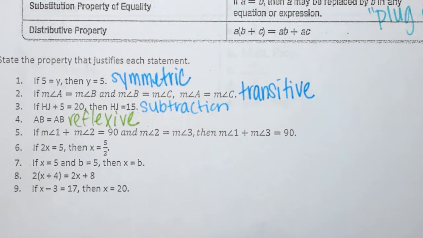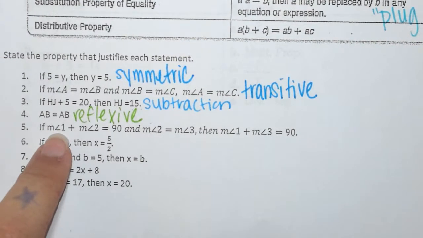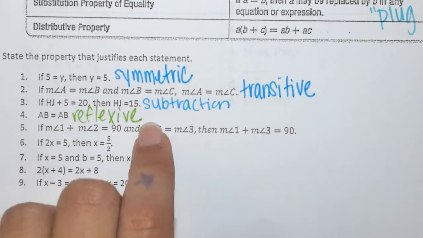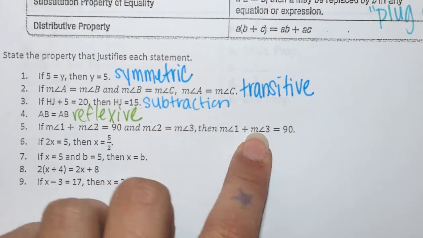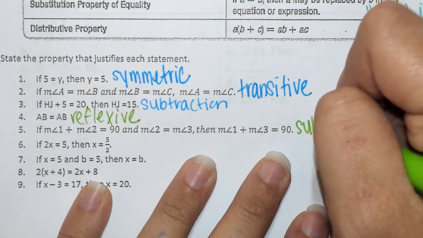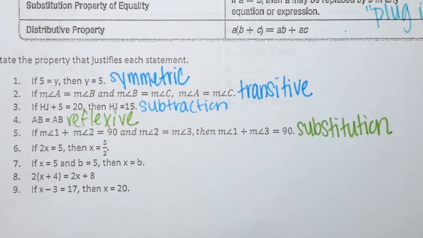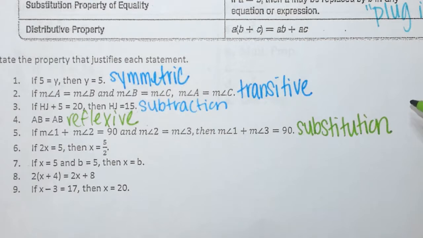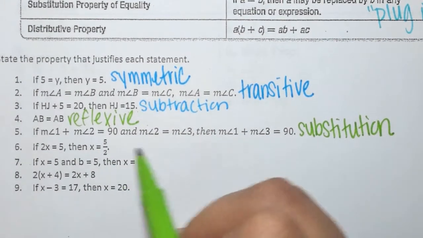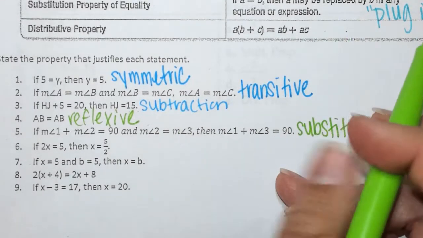Alright, what about number 5? Is it? I don't think so. Okay, let's talk about what it says. It says angle 1 plus angle 2 is 90, and then angle 2 is equal to 3, and then what did we do right here? You substituted. Just write substitution. That way you don't confuse it with subtraction. The reason it's substitution is because we said that 2 equals 3, and then we plugged 3 in for 2. That's why we wrote plug in.